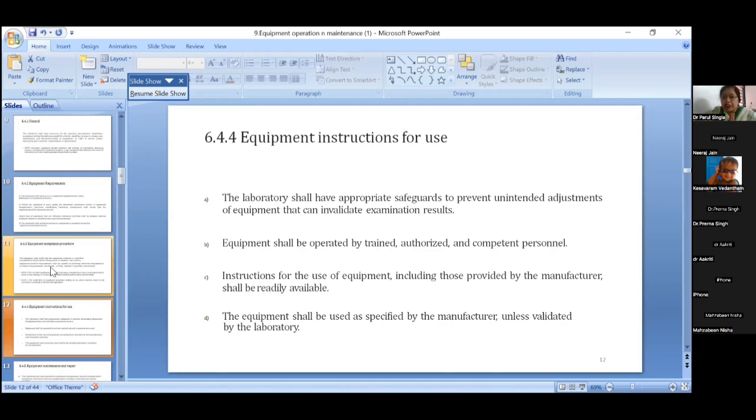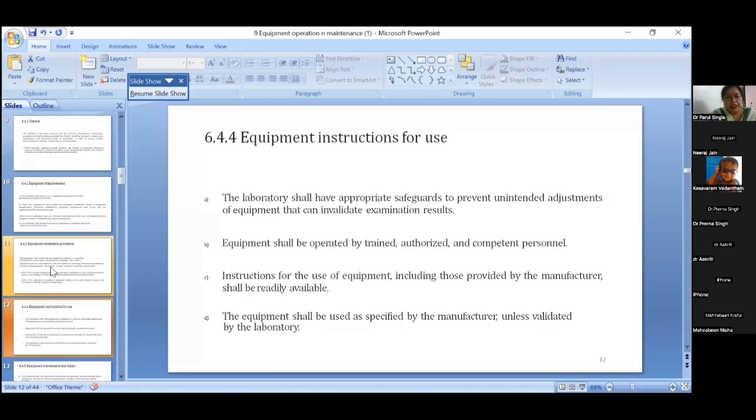So the lab shall have appropriate safeguards to prevent unintended adjustments of the equipment. Unintended adjustments is like if the temperature requirement is 2 to 8 and it is today showing 7.7 or 7.8, please don't manipulate. You should have a procedure that no one will change that. No one should try to change that. Only the service engineers should be allowed to do that. So it can lead to some kind of problem in your examination results. So unintended adjustments of the equipment should not be allowed.